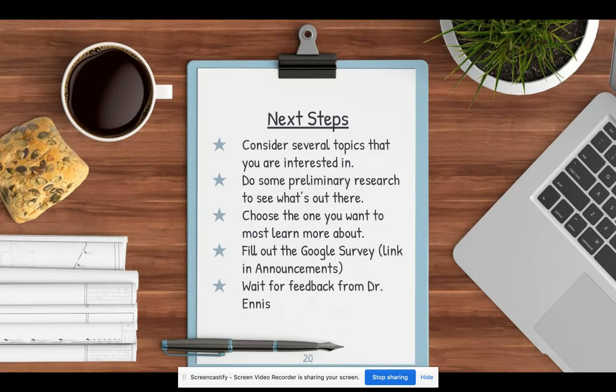And here are your next steps. You're going to consider the topics that you're interested in, jot them down, do a little bit of research. Google, go out there and use the library information to look up sources on Learning Commons. Just see what's out there. If you can't find anything, you aren't going to do that. So choose the one that you want to learn the most about and that you are finding a few things on, and then you'll fill out the Google survey, which I linked in announcements. Once you're done with that, don't keep doing research because I need to sort of give you the okay to move ahead. I'll be working through that along with your narrative argument essay feedback for the rest of this week. So that's all you need to be concerned with now.